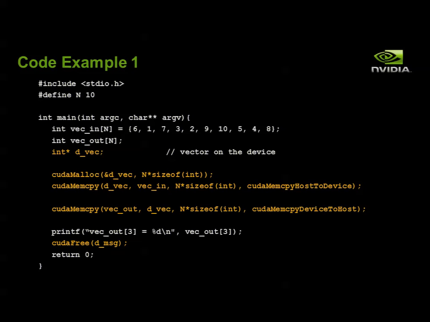And then we memcopy from the vector in that we have initialized onto the device vector. And we do a memcopy host to device. And again, it's n times the size of int.